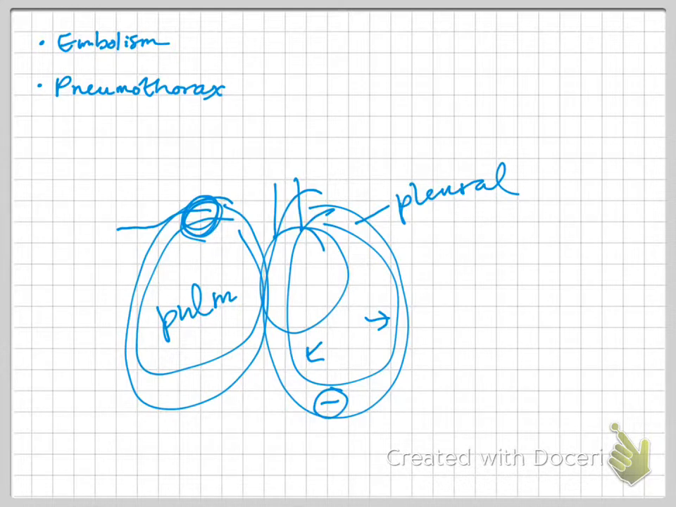So manifestations would be decreased or absent breath sounds on the side of the pneumothorax, respiratory distress, cyanosis, dyspnea, tachypnea, chest pain, and distended unilateral chest. So that one side of the chest is going to distend in response to that lung possibly collapsing. You want to apply oxygen and then place the patient in the semi-Fowler's position for a pneumothorax and prepare for chest tube insertion. That happens often at the bedside.